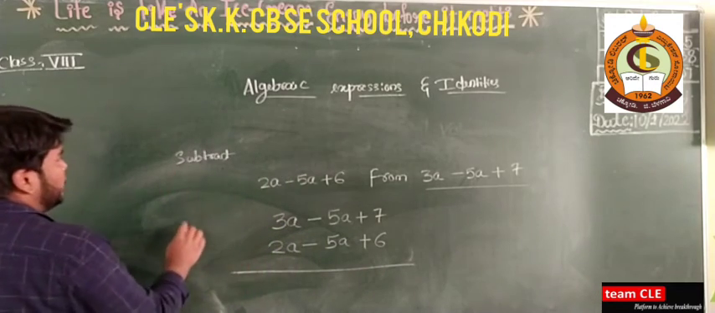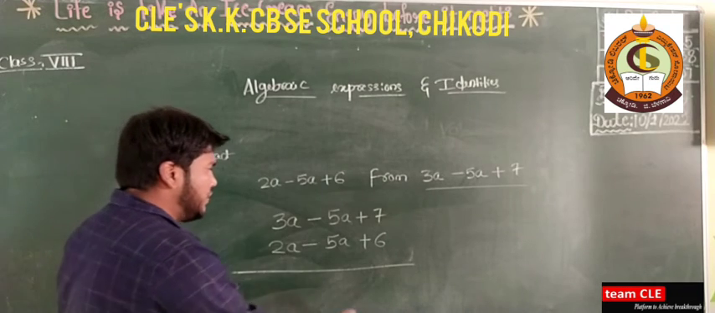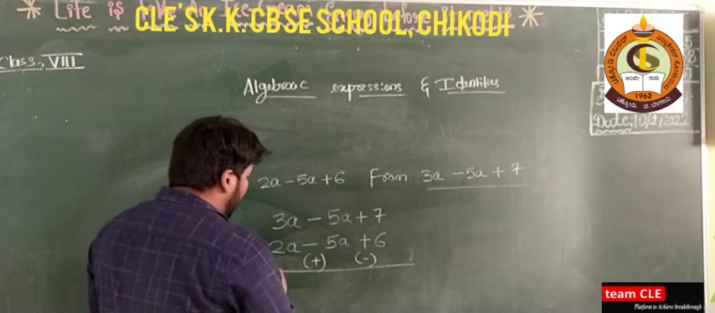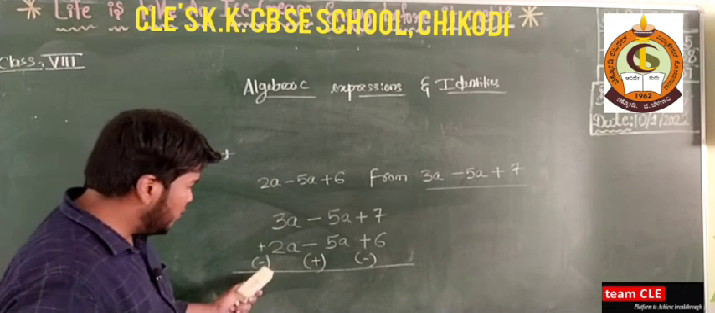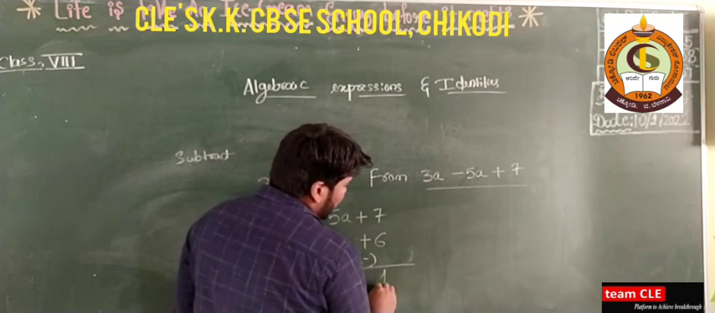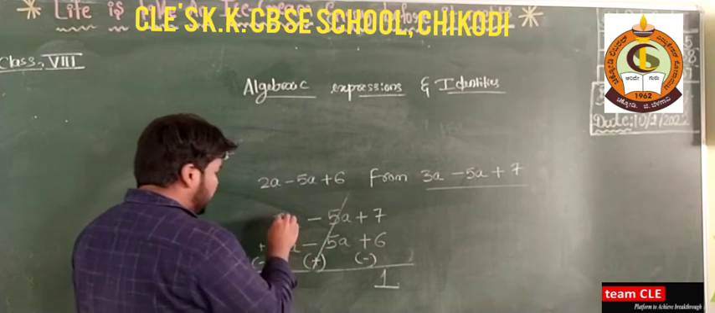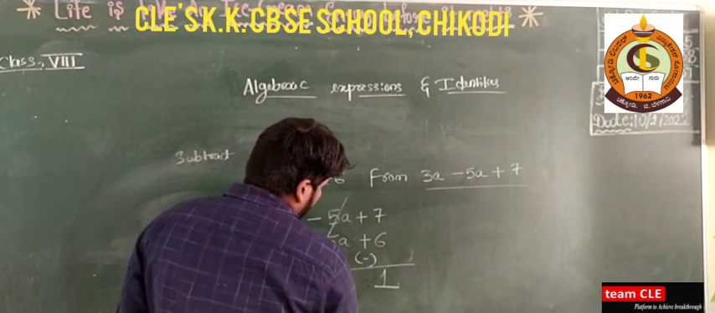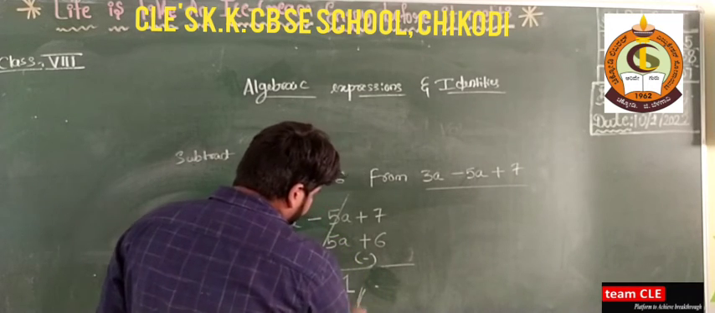As it is subtraction, whenever you use the subtraction operation, you have to change the signs. This plus will become minus, minus will become plus, and this plus will become minus. Now we have to see these signs. So 7 minus 6 will be 1, and plus 5a minus 5a get cancelled. Then 3a minus 2a will be a. So this will be a plus 1. This is your required answer.